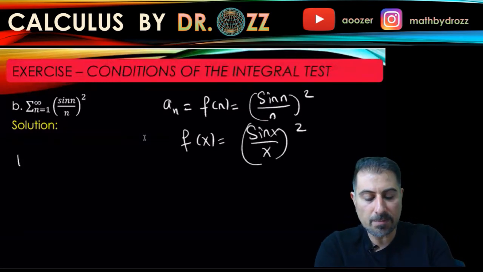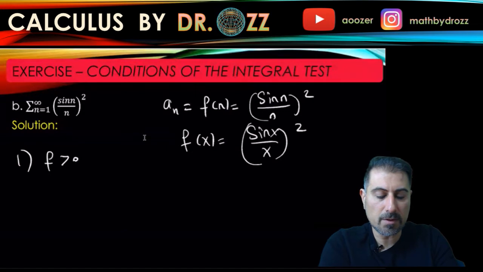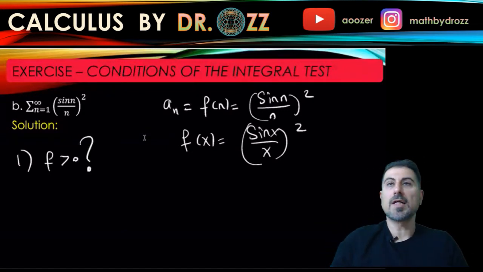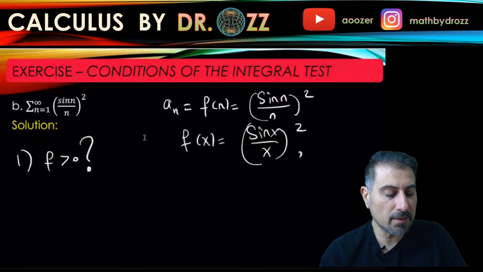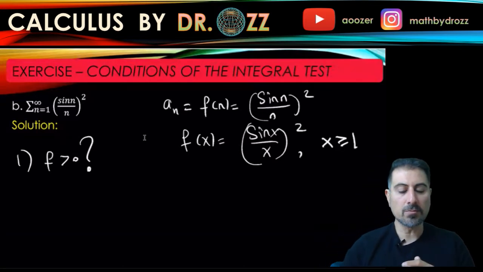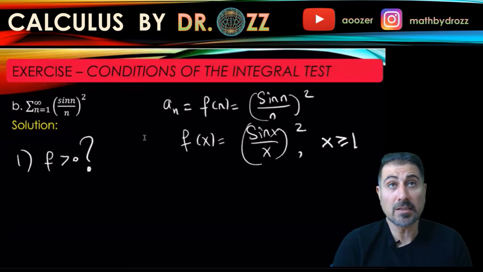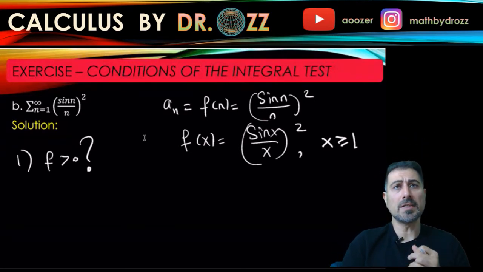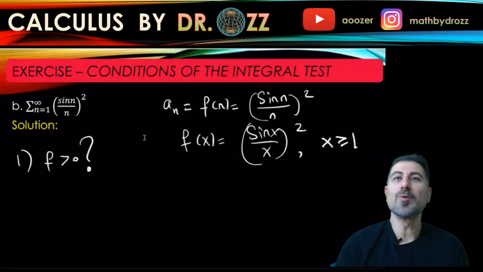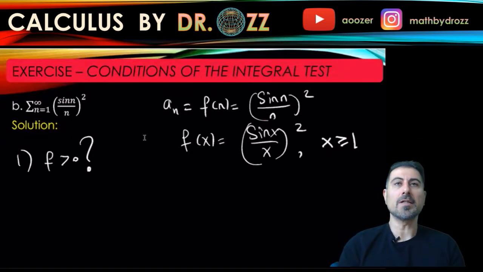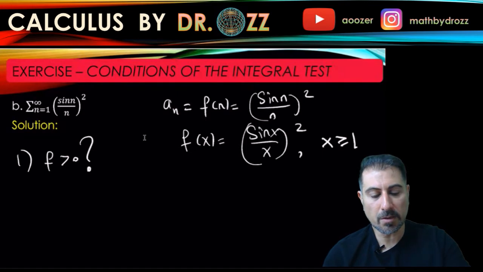One is f being positive. So let's check. Well, this is a quotient to start with, and x is greater than or equal to 1. So sine x over x, as long as x is not equal to 0, which is the case here, because x's are chosen to be greater than or equal to 1, we're safe, and now we're taking the square of the quotient, it's always positive. So put a check mark here.